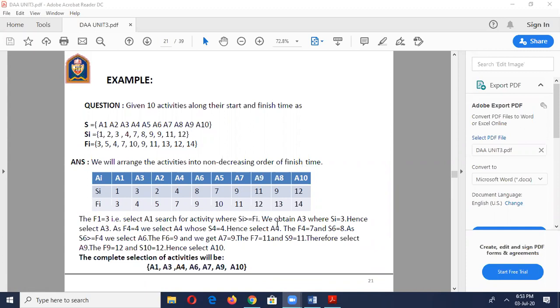Here the finishing time of A9 and the starting time of A10 are equal, and it satisfies the condition. So we are taking A10. The complete selection of activity will be A1, A3, A4, A6, A7, A9 and A10. So this will be the solution. Next slide, sir.